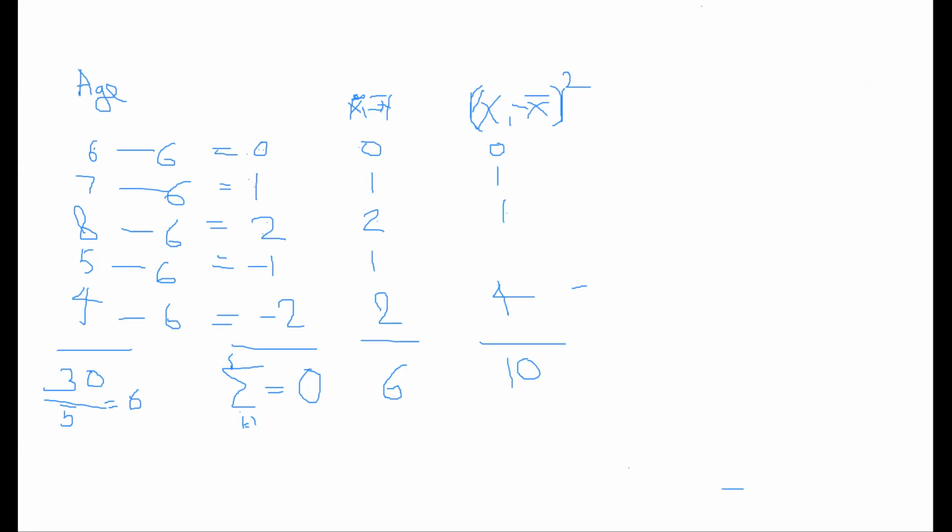Now look into this. Suppose this is the age of the students. Suppose everyone is 6 years old. In my class, all 5 students are 6 years old. The sum would be 30, and the average would be 6. When I subtract 6, everything will be 0.